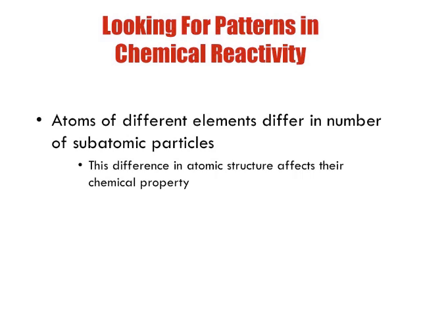Anatomy of the atom. Looking for patterns in chemical reactivity. Atoms of different elements differ in number of subatomic particles. This difference in atomic structure affects their chemical properties. So we know that the periodic table has been organized in a way where elements have similar properties if you look within a group or within a chemical family.